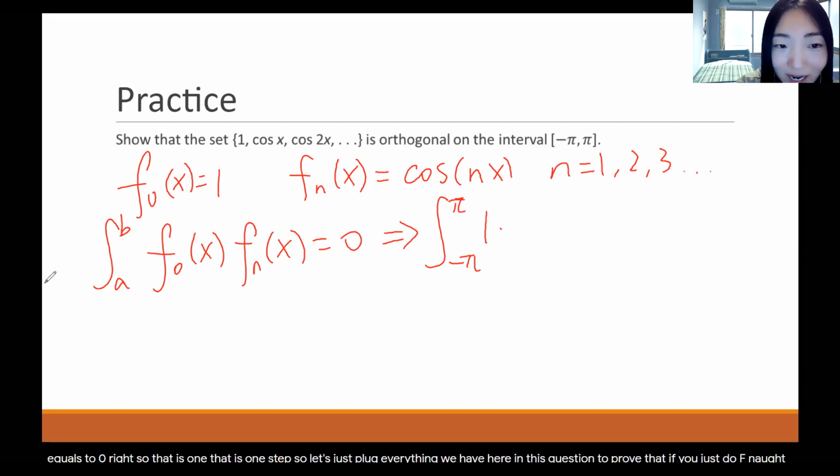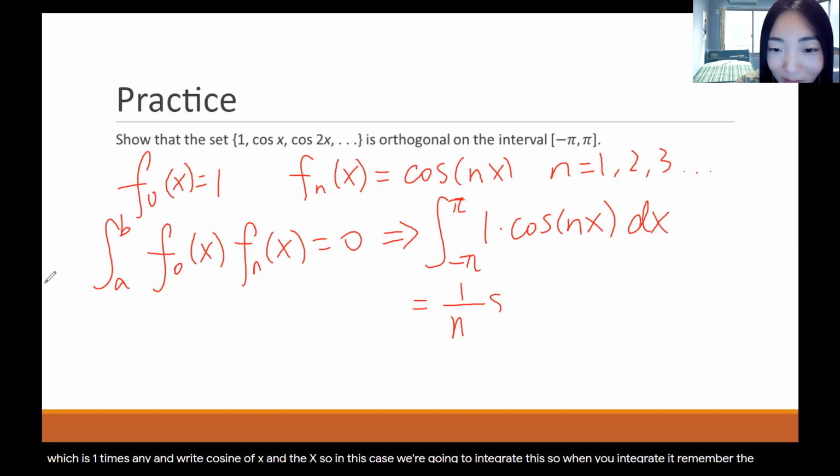Let's plug everything we have in this question to prove that if you do f naught, which is 1, times any n, cosine of nx dx. In this case, we're going to integrate this. When you integrate it, remember the formula of cosine, so it becomes sine of nx.